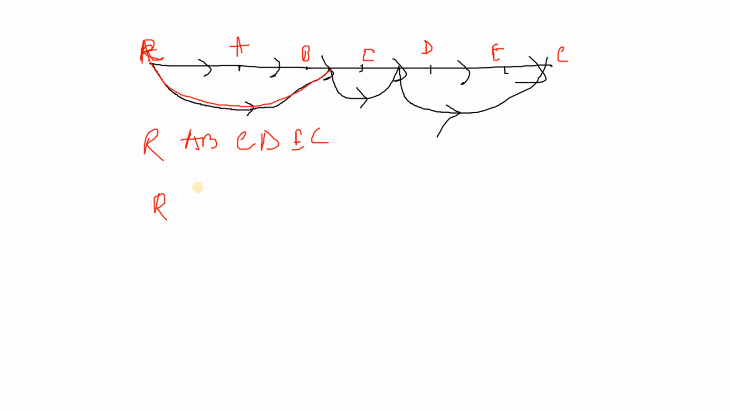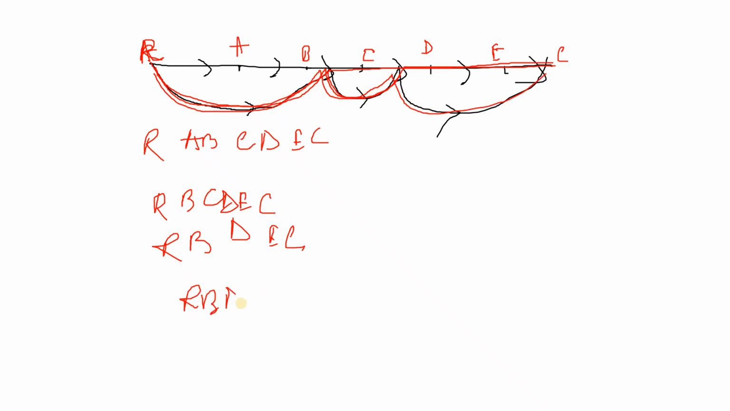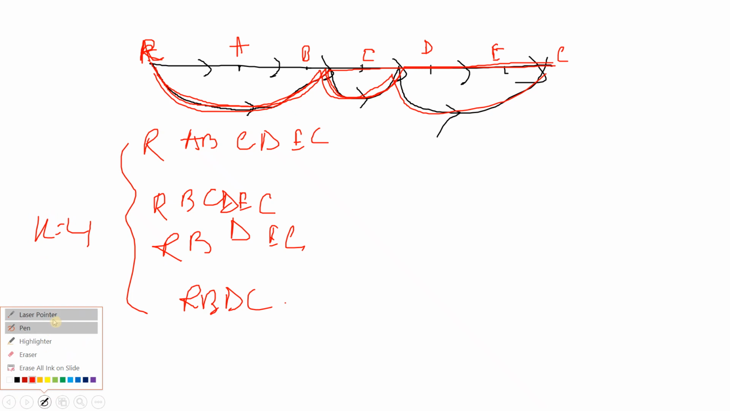Again another forward path will be there, R, then B, then C, D, E, C. Another forward path will be there, R, B, B, फिर D, मतलब कि ये दोनों लूप को लेंगे, फिर E, फिर C. चौथा वाला होगा R, B, D, C. So here we have K equals to 4. Okay, 4 forward paths are there.